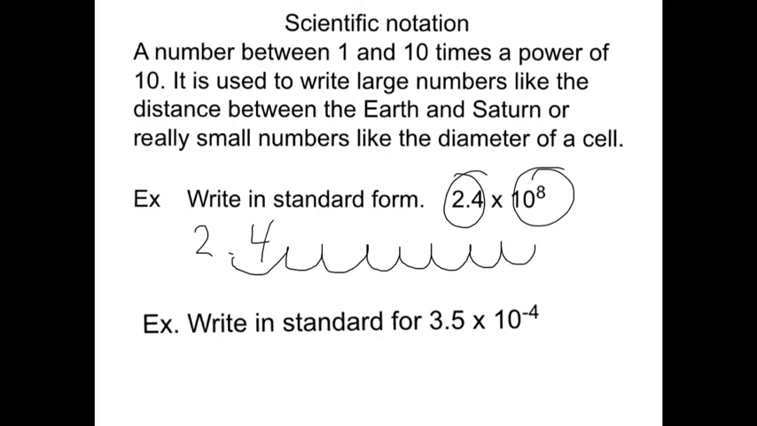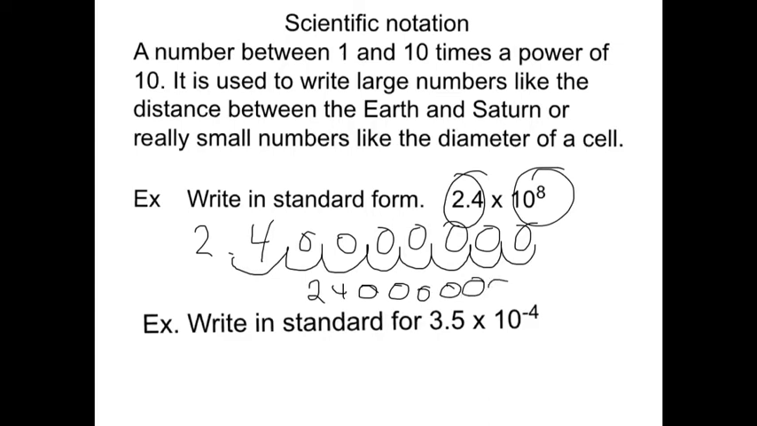And when I do that, I'm going to have 7 holes to fill with zeros. Notice there are not 8 holes to fill, there are only 7 because it took 1 power of 10 to get from 2.4 to 24. And then you're going to write the number without the decimal point, so it looks like a very large number as opposed to 2.4 with a whole lot of zeros at the end of it. And then you're going to put your commas in every 3. So 240 million.